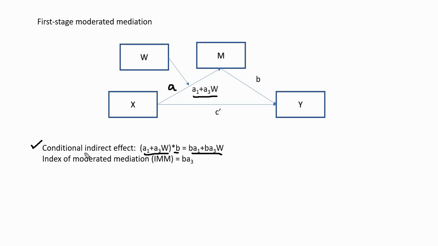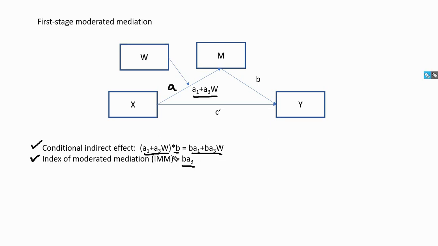And so what that means is, when we're talking about a conditional indirect effect, we're talking about the indirect effect of X on Y at different values of W. Now, when it comes to actually testing whether we have moderated mediation, we're going to be relying on the index of moderated mediation, and that's computed as a product of A3 and B.